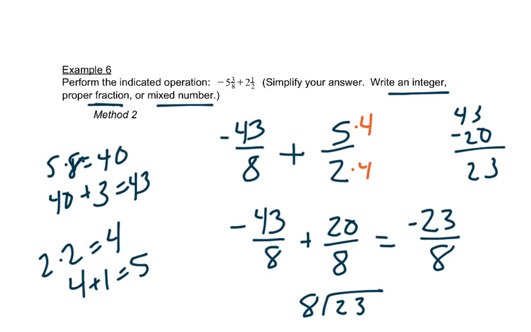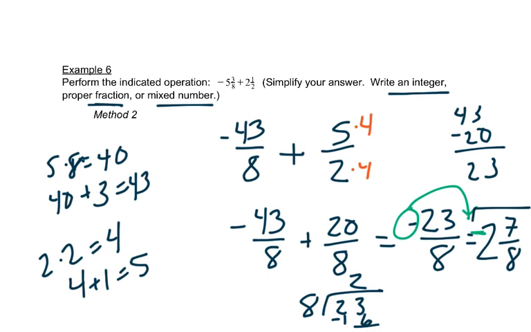So I'm going to see how many times 8 goes into 23. It goes in 2 times. So that's my big number in front. It is negative, so this stays in front as a negative. 2 times 8 is 16, so I'll subtract 16, and that leaves me with 7, so I have 7 eighths. Negative 2 and 7 eighths, the same answer. So that should help you do that section.